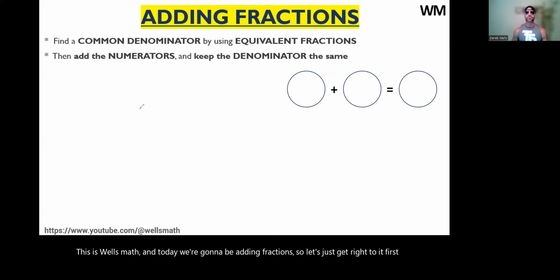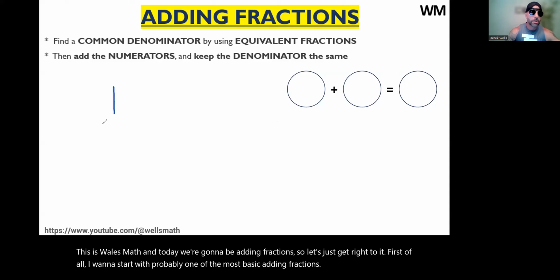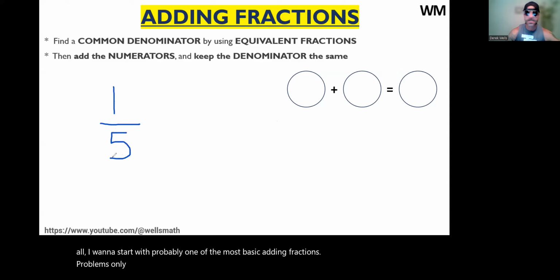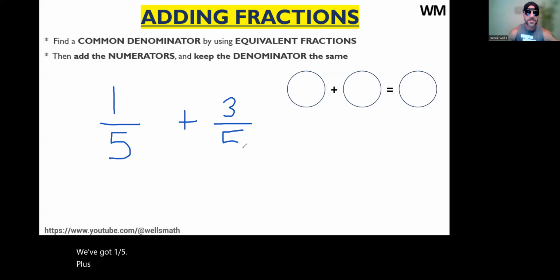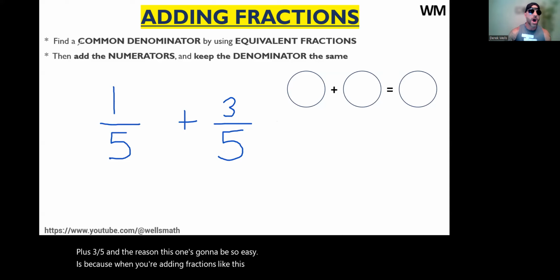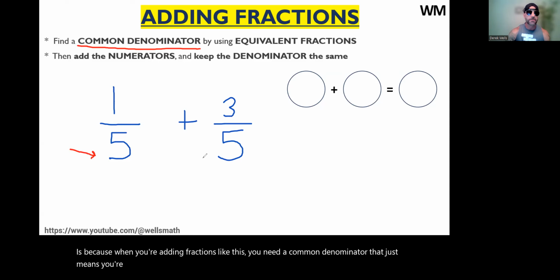First of all, I want to start with probably one of the most basic adding fractions problems. Only takes about 10 seconds to solve. We've got 1/5 plus 3/5. And the reason this one's going to be so easy is because when you're adding fractions like this, you need a common denominator. That just means your bottom numbers in your fractions need to be the same. In this one, they're already the same, okay? So let's look at what it says.